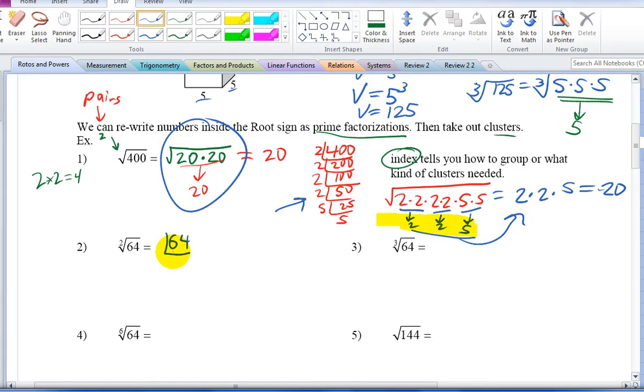Do your prime factorization. So divide by 2. What do we got? 32. Divide by 2. What do we got? Divide by 2. Divide by 2. Divide by 2. So this can equal the square root of 1, 2, 3, 4, 5, 6. Okay, there are 6 of them there.